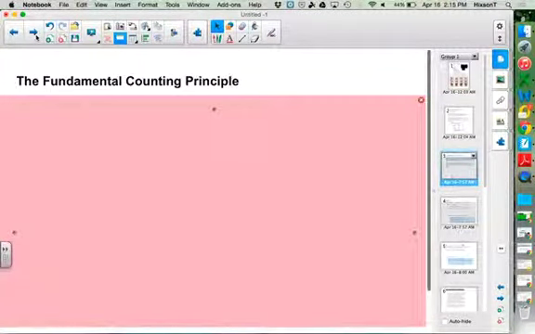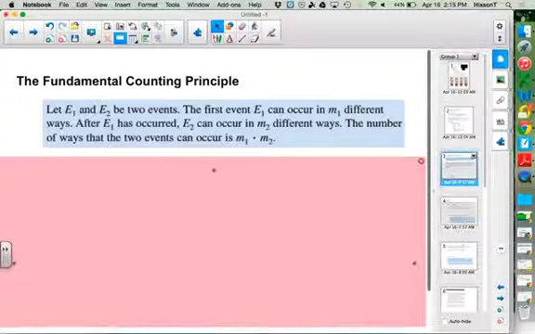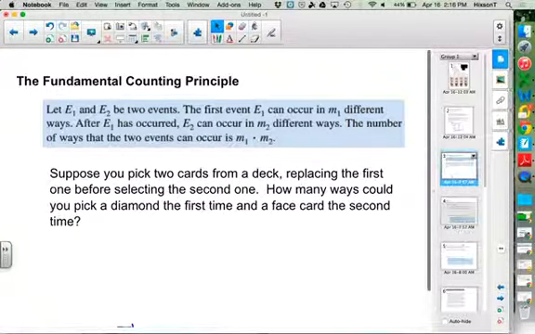So let's talk about our fundamental counting principle. I'm going to show you what the book gives us, and then we'll try to put this in our own words. E1 and E2 are 2 events. The first event, E1, can occur in M1 different ways. And then after E1 has occurred, E2 can occur in M2 different ways. The number of ways that the 2 events can occur is M1 times M2. Now, you might get that, you might not. That's okay, but let's use an example to help us understand.